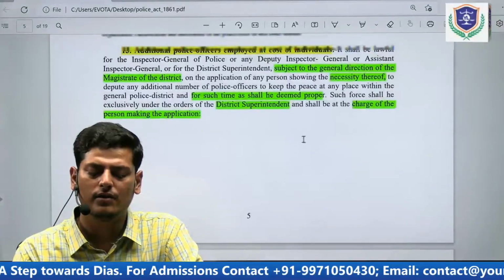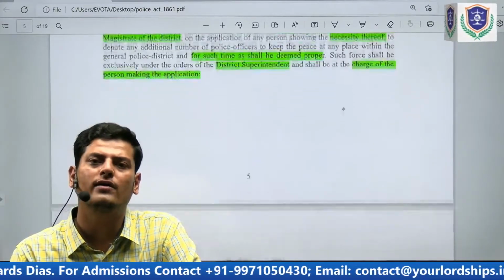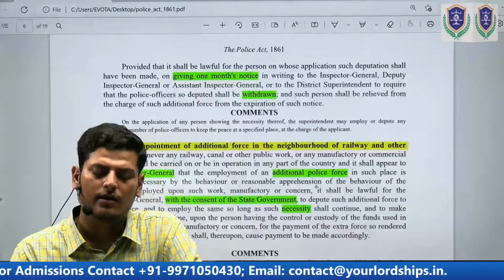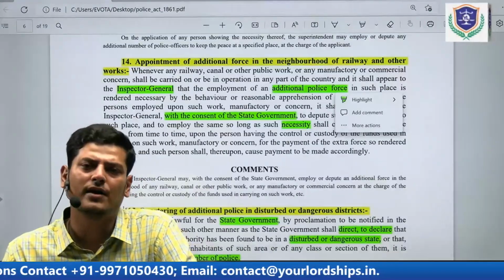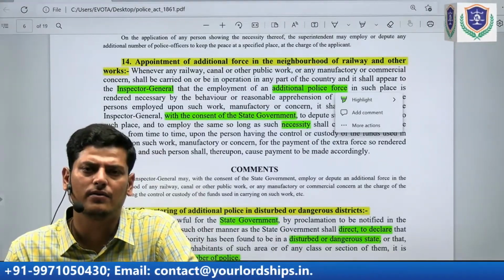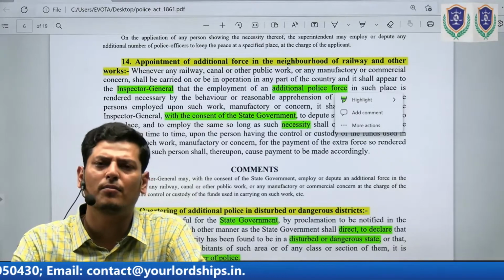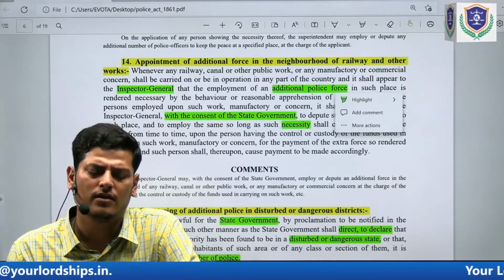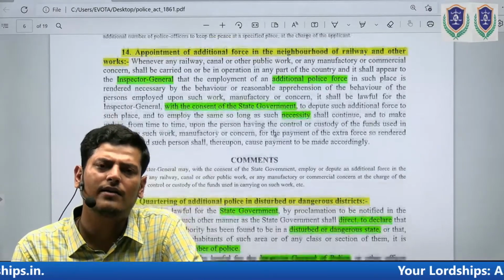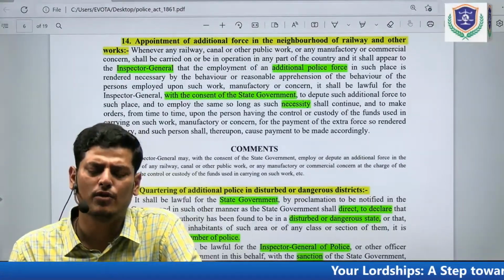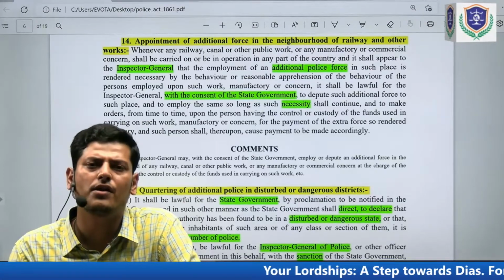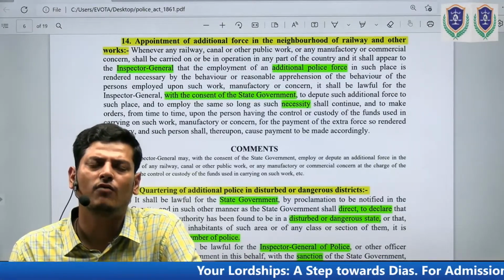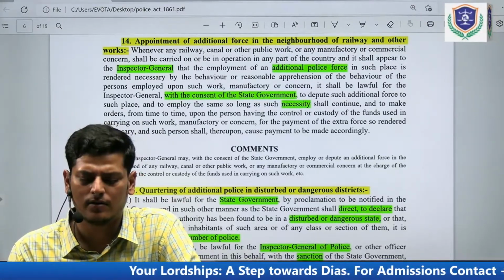Section 13 deals with additional police officers employed at the cost of the individual. Because application is made here under Section 13, the application goes to the Inspector General, and accordingly additional police force is deployed. In Section 14, the Director General himself can deploy additional police force due to reasonable apprehension of the behavior of the people who are there.